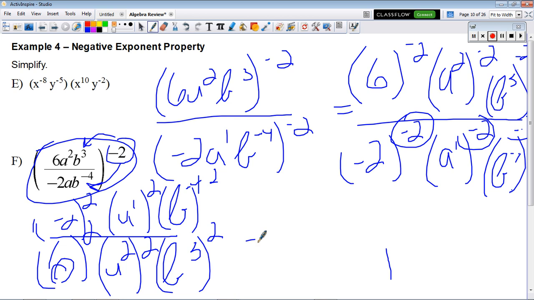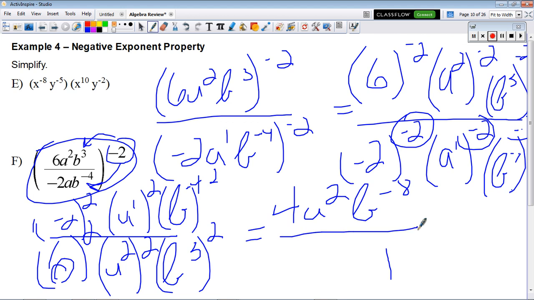So when I work all this out, negative 2 squared is 4, a to the first squared is a squared, b to the negative 4 squared is b to the negative 8, and then on the bottom I have 6 squared is 36, a squared squared is a to the 4th, and then b cubed squared would be b to the 6th.